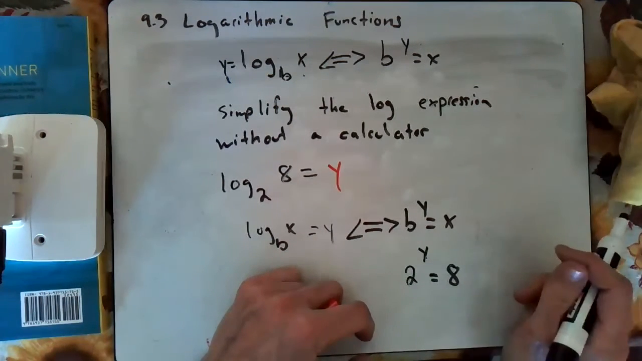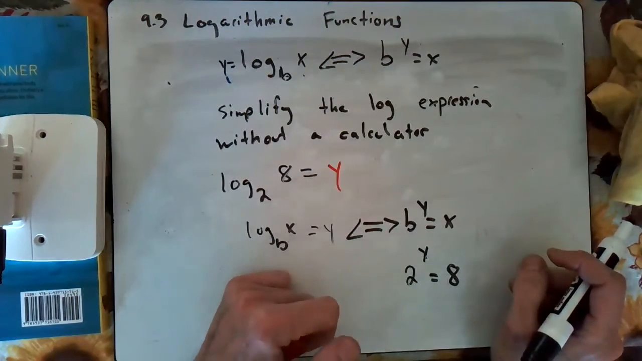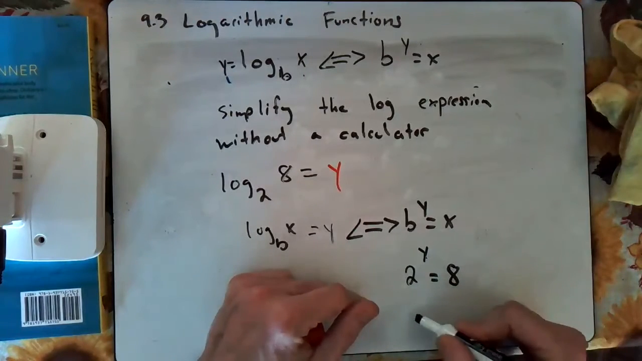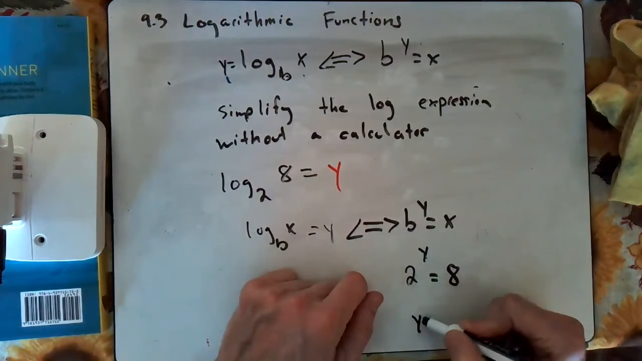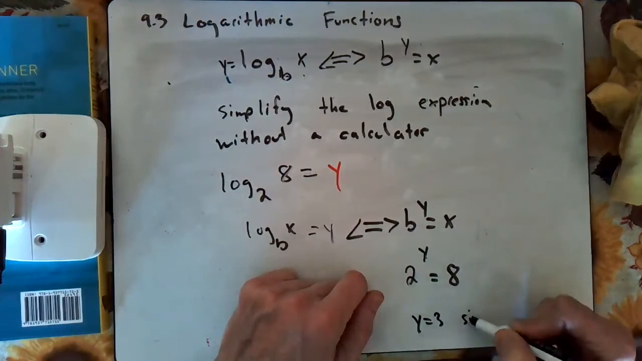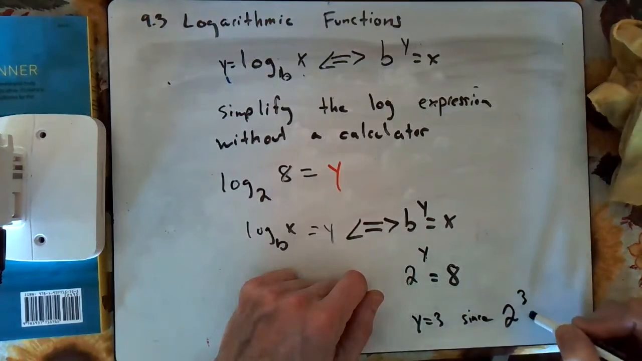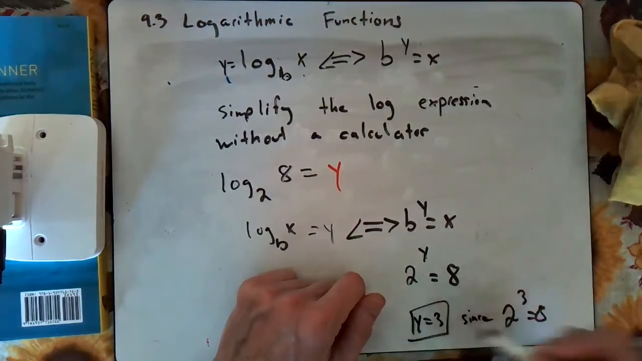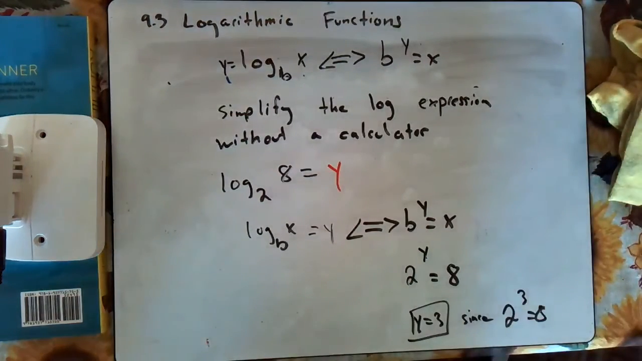It's not 4, right? 2 times 4 is 8, but 2 to the 4th is 16. Remember, this is an exponent. So y equals 3, since 2 cubed is 8. So that is your answer right there.